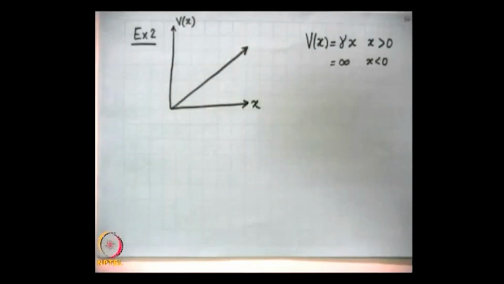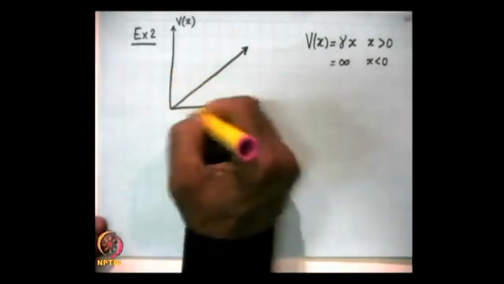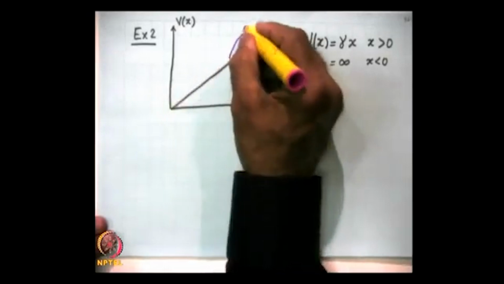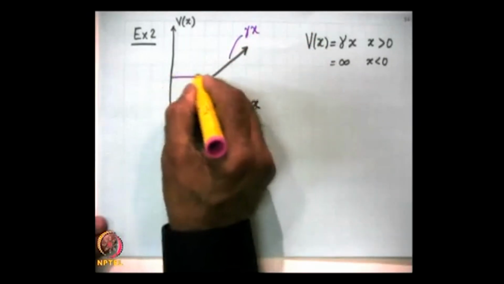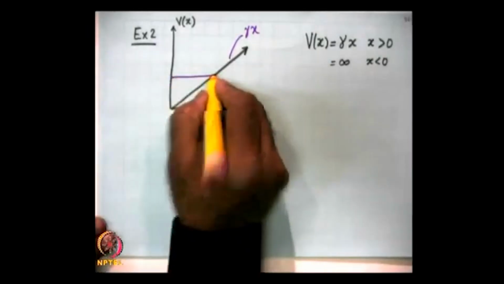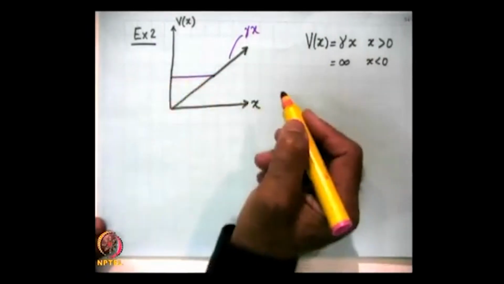Now I assume any value of energy. So let me assume E can never be negative. So this is gamma x. This is the line gamma x. So I assume E, where E is equal to Vx, those are the turning points.